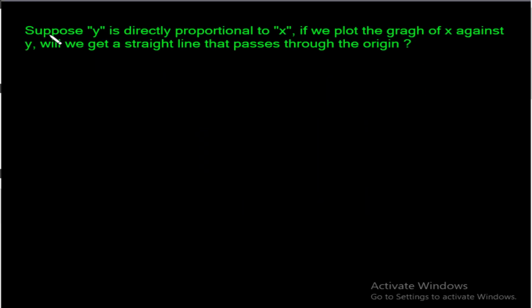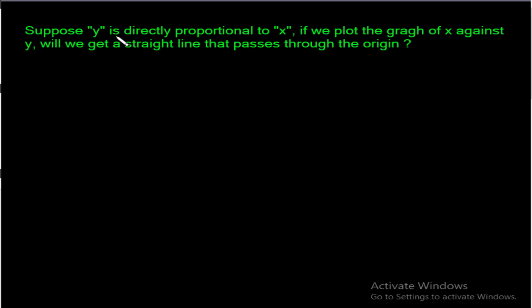In this question, they say suppose y is directly proportional to x. If we plot the graph of x against y, will we get a straight line that passes through the origin? It's almost the same as our first question. They say that y is directly proportional to x. It means that the graph of y = kx will pass through the origin.